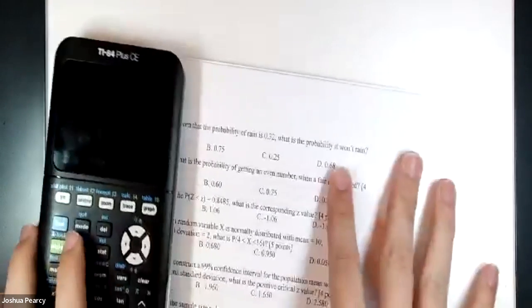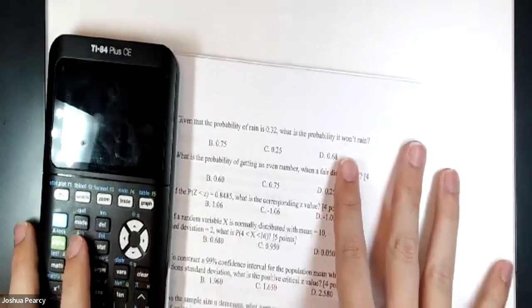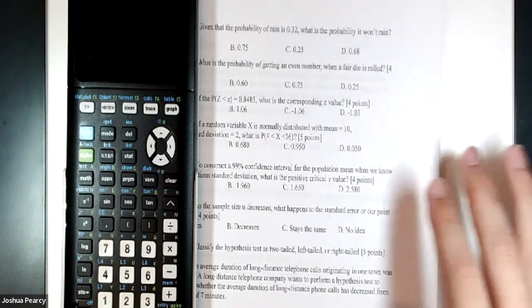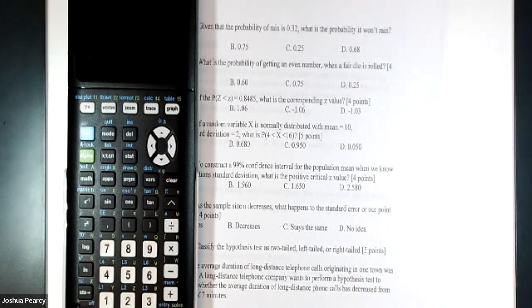Holy cow, there's a lot of these. Given the probability of it raining today is 0.32, what is the probability that it won't rain? Yeah, just 1 minus that. What is the probability of getting an even number when a fair die is rolled? So how many even numbers are there on a die? 3. And how many total numbers are there? 6. 3 over 6 is 0.5.